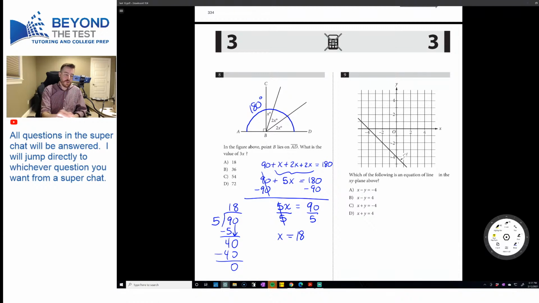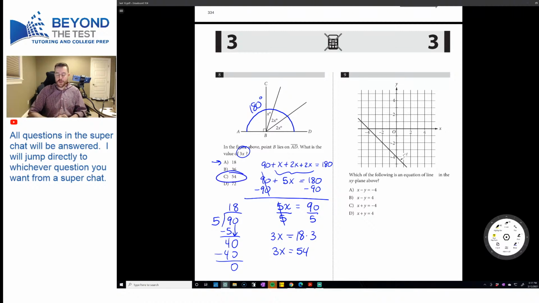But again, don't choose that. That's a trap answer put in for A. We didn't want what x was. We wanted what 3x was. So I have to multiply both sides by 3. So we get that 3x is equal to 54, which is choice C here.